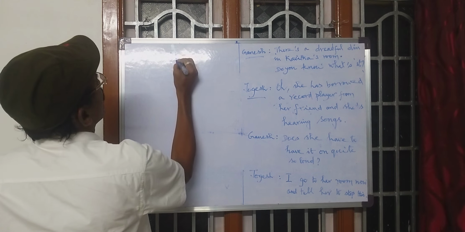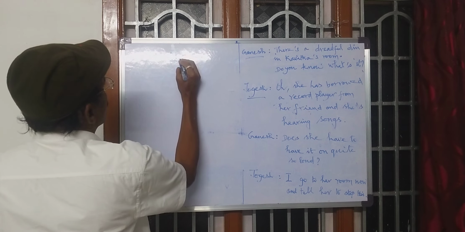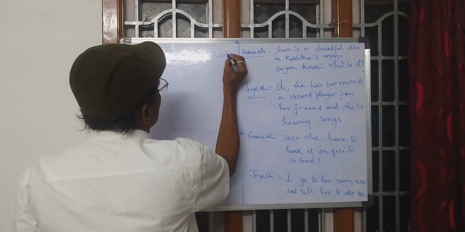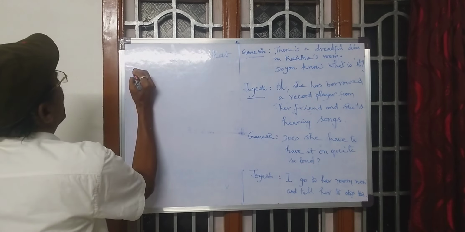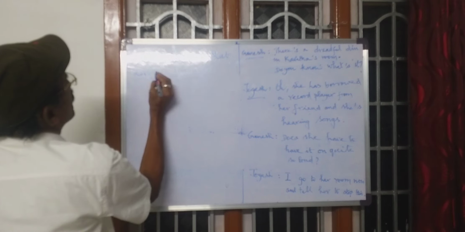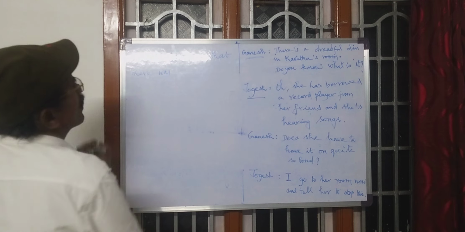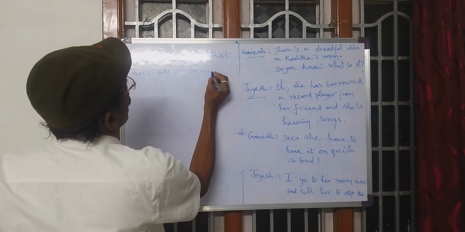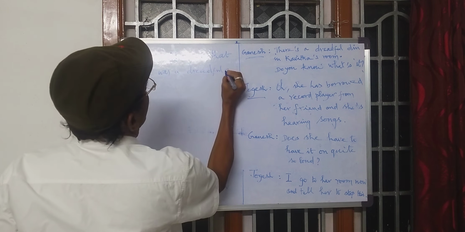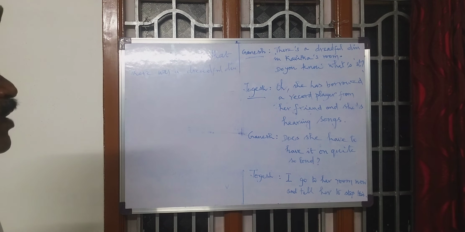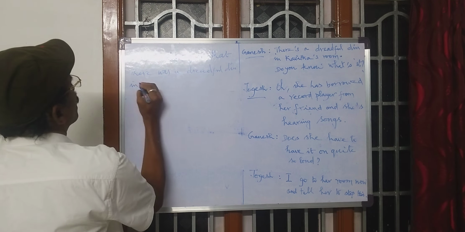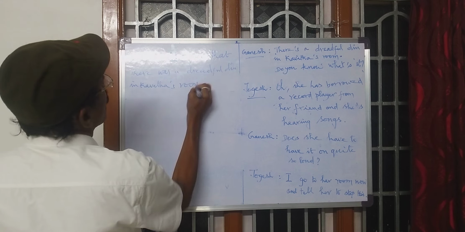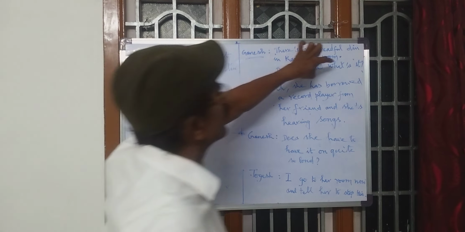told Jogesh that the usual procedure becomes that there was a dreadful din, noise. Din means noise. In Kavita's room. So up to this is over.